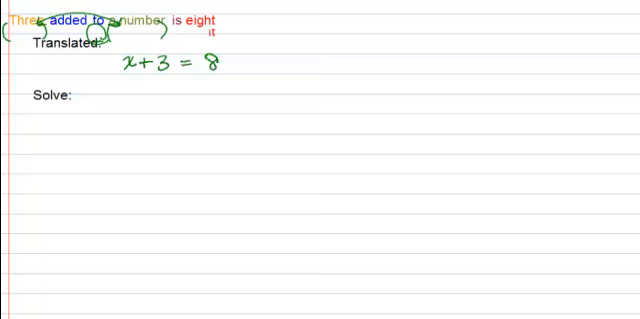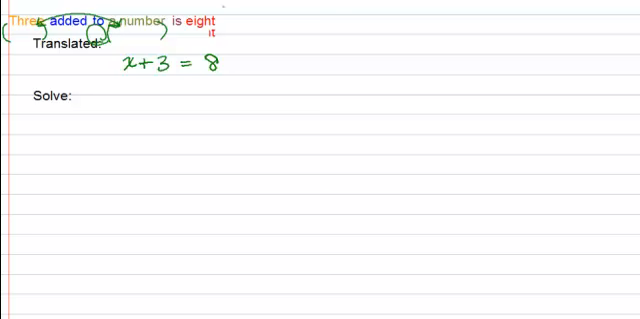And now we just solve this the same way we solve any other equation. So the opposite, that's gone, x is equal to 5, and we're done. We translated the equation and we solved.